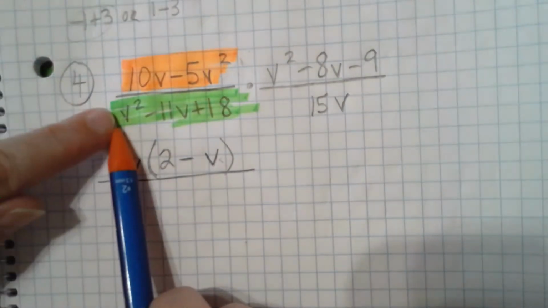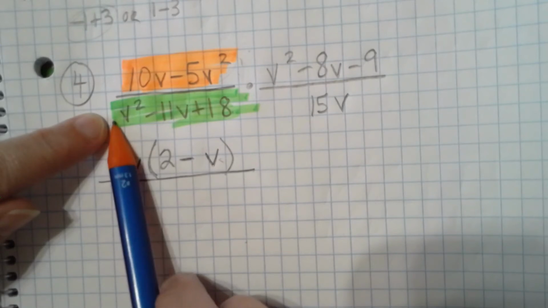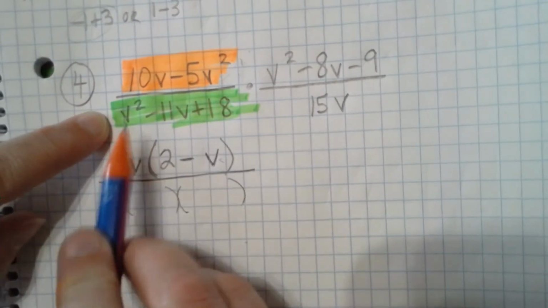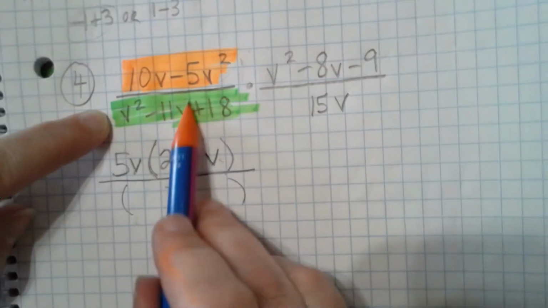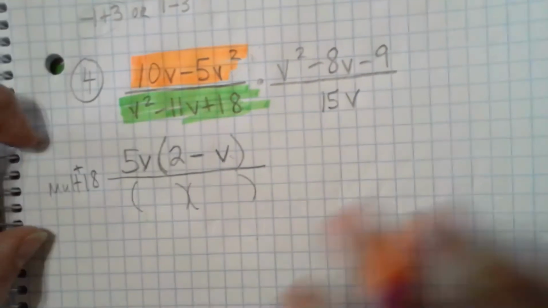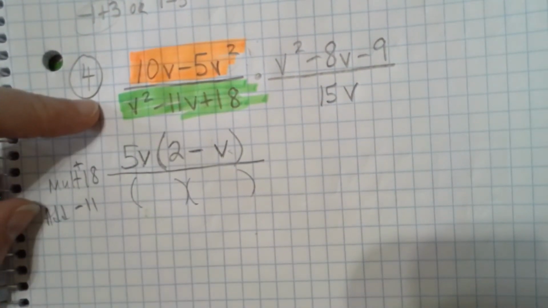Can I pull out a number from all of these? Say no, because there's no number out here in front. So we're just going to factor that. I need two numbers that multiply to make positive 18, but add to make negative 11.